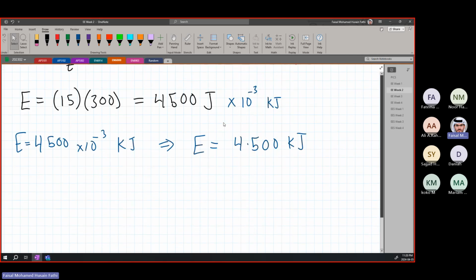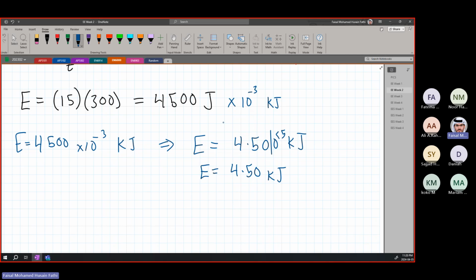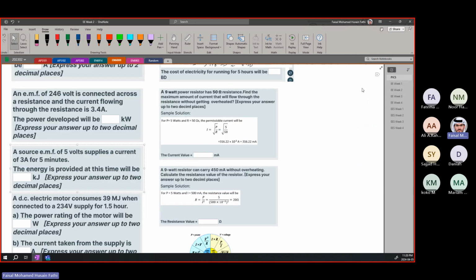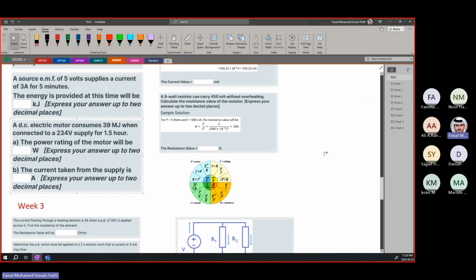The question says up to 2 decimal places. Here the next digit is 0, less than 5, so the rounding is very obvious, which is going to just be 4.50 kilojoules. Now, we have another question here.